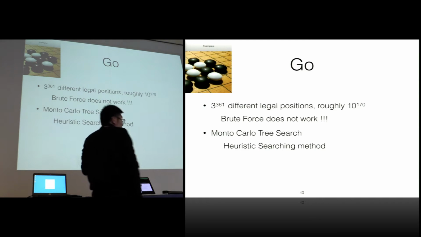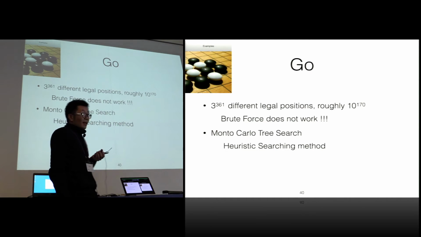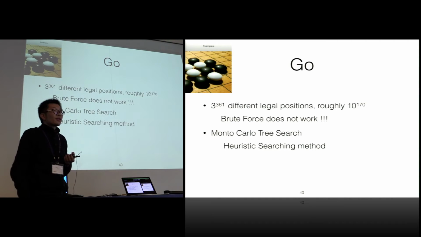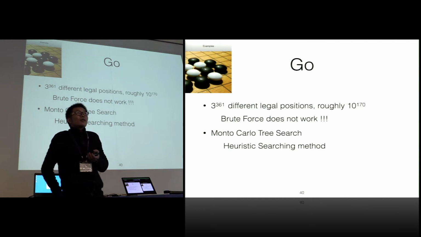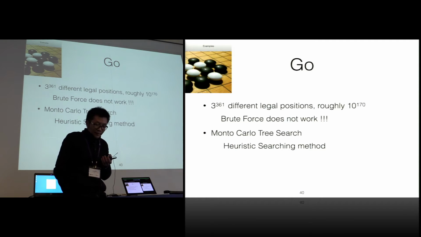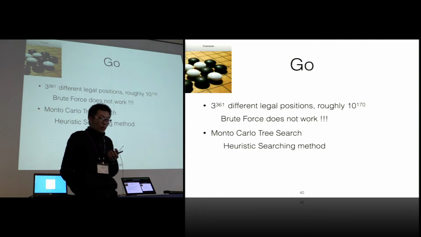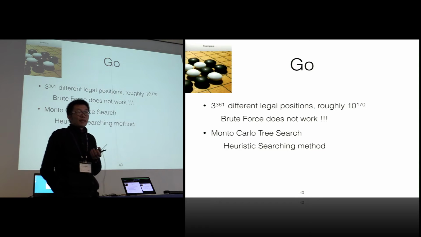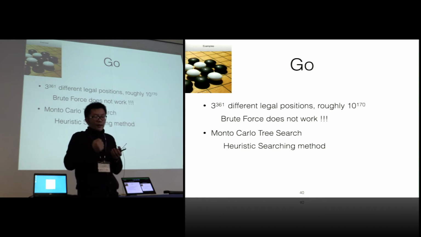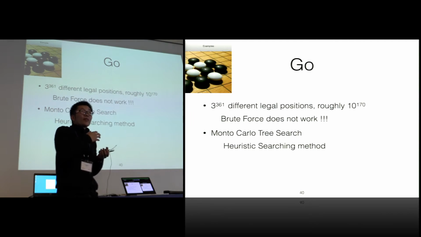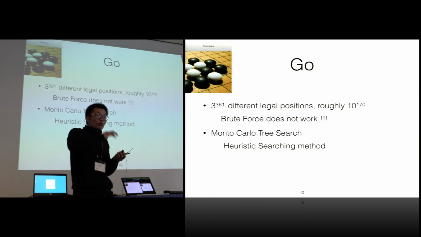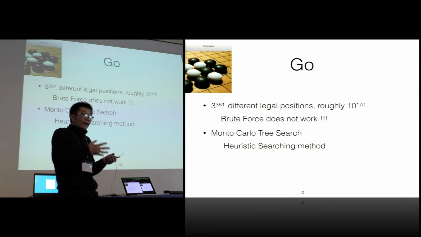So what people came up with 10 years ago is Monte Carlo tree search, which is a heuristic searching method. You can think of it this way. I give you 100 apples. I want you to figure out what's the biggest one. I close my eyes, I grab one, and then I grab another one. I compare the two apples and always keep the biggest one. So I do this 100 times. At the end, I am guaranteed to find the biggest one.